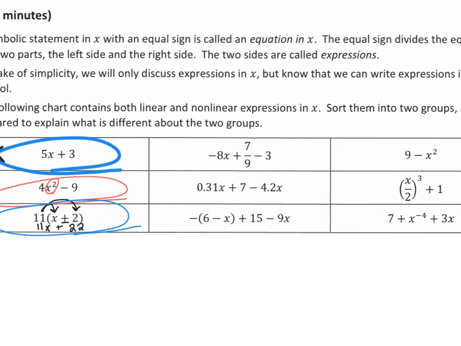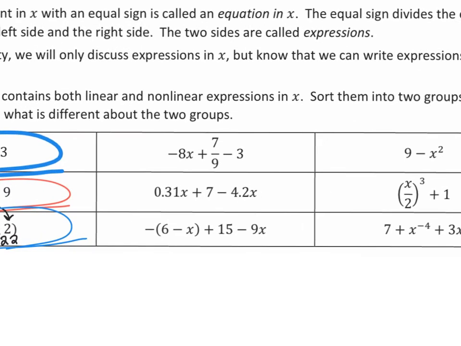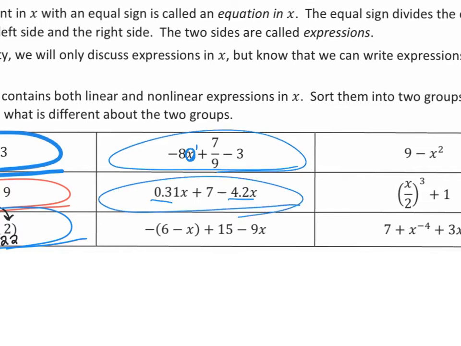Hopefully you're getting the point as I'm going through these right now, okay? We have negative 8x plus 7/9 minus 3. Again, we're looking at that exponent. There's no exponent there, so that means it's automatically 1. So it's to the first power, which means it is linear. Okay? Here we have 0.31x plus 7 minus 4.2x. Now we would be able to combine these because they're the same variable attached to that constant. But already, just looking at it, again, there are no exponents.